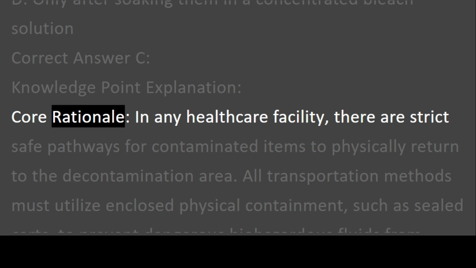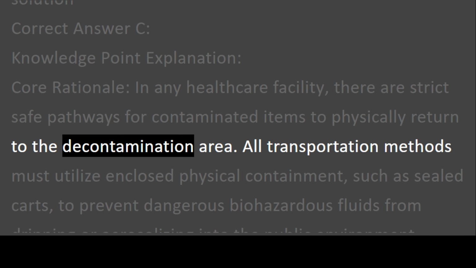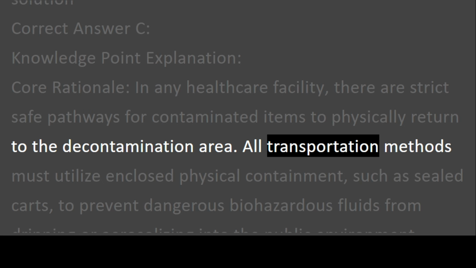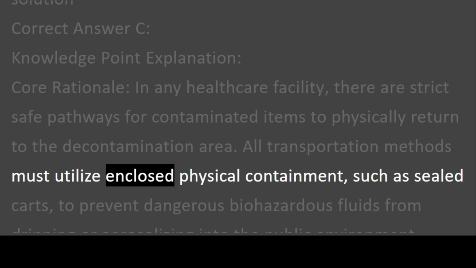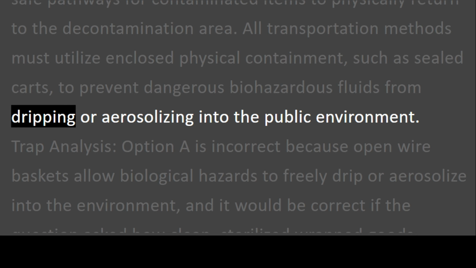Core rationale. In any healthcare facility, there are strict safe pathways for contaminated items to physically return to the decontamination area. All transportation methods must utilize enclosed physical containment, such as sealed carts, to prevent dangerous biohazardous fluids from dripping or aerosolizing into the public environment.